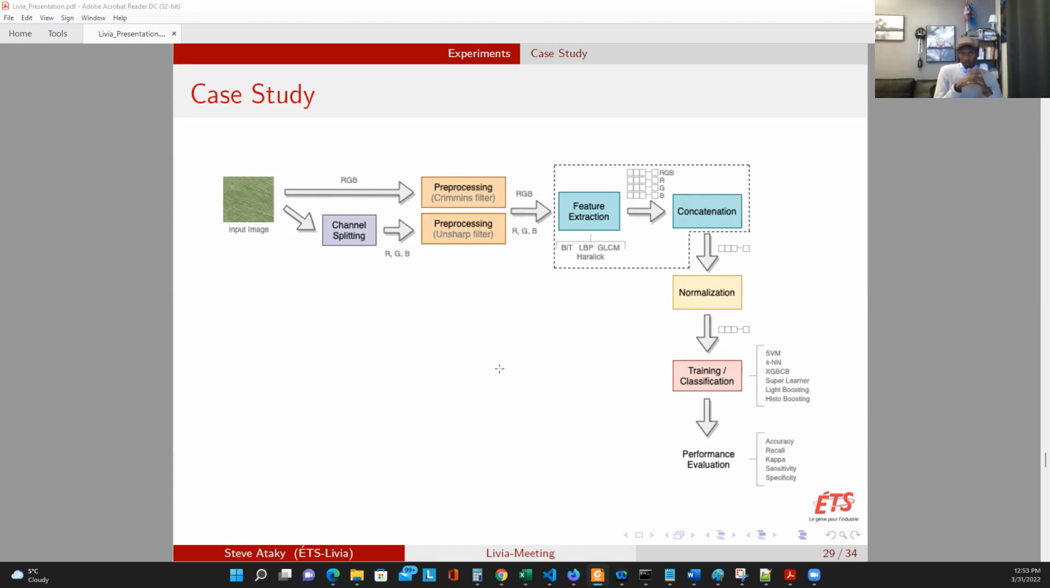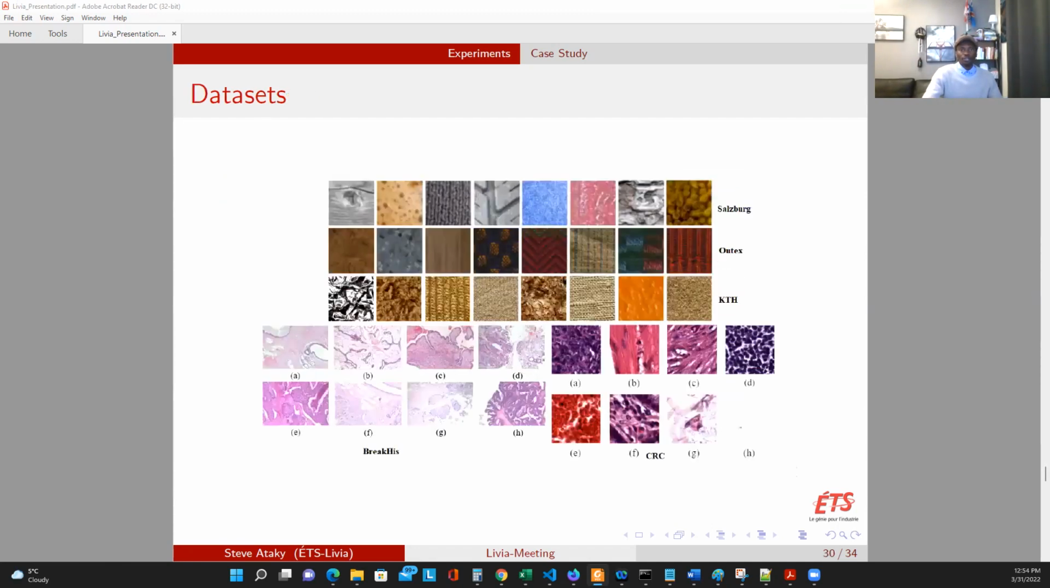Here we have the images that we have used. So we used these texture images. Can you see the images here? Yes. Okay. We have the Salzburg dataset, the Outex dataset, the KTH dataset, and histopathological images. We have BreakHis, and we have CRC with H class, and we have natural images.